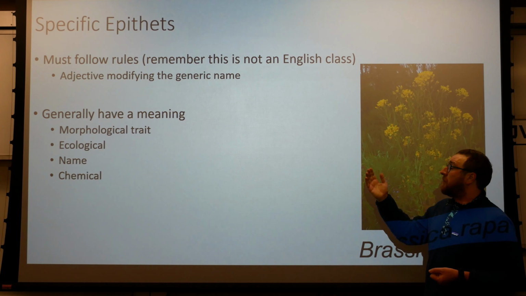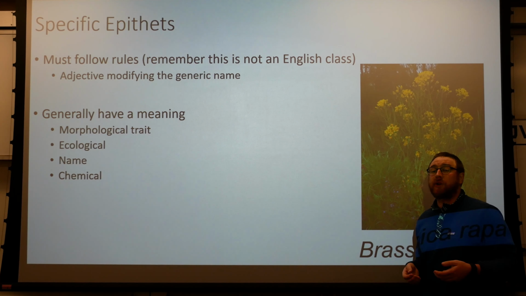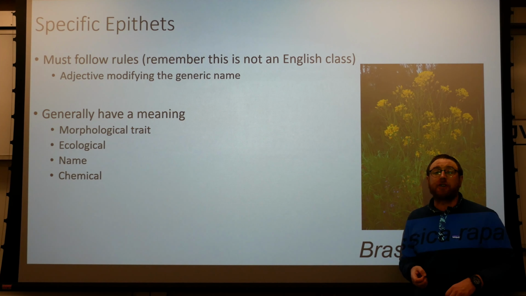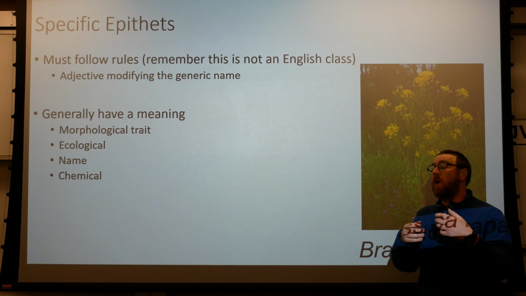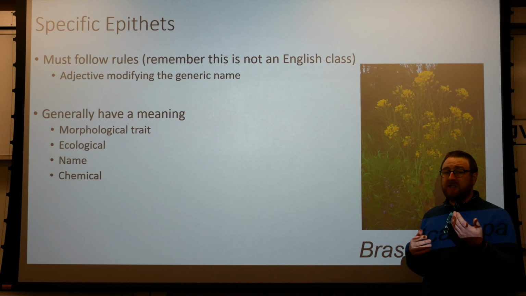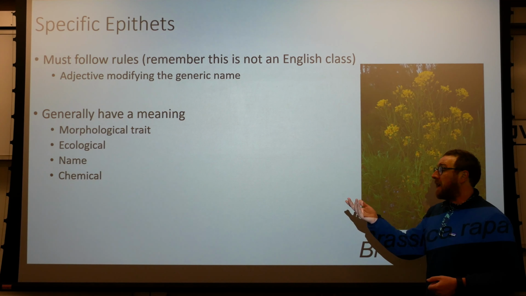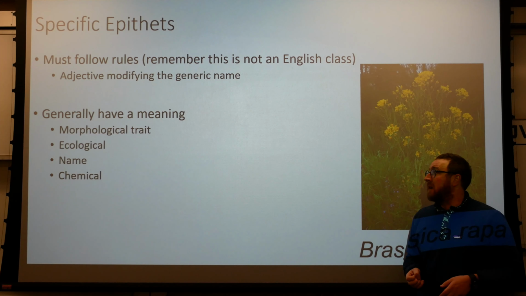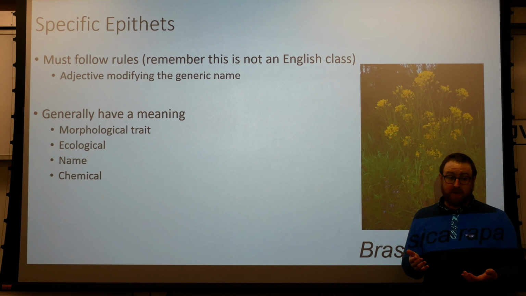So these specific epithets can mean various things. They can refer to a morphological trait, like the epithet lanceolatum, which means a lance-shaped leaf. They can be ecological, such as palustris, giving a sense that they grow in a wet environment. They can be named after somebody, such as Thunberg, a plant collector who has a lot of plants named thunbergii. Or they can be named after chemicals. So generally when these plants get named, they're going to have meanings to them.